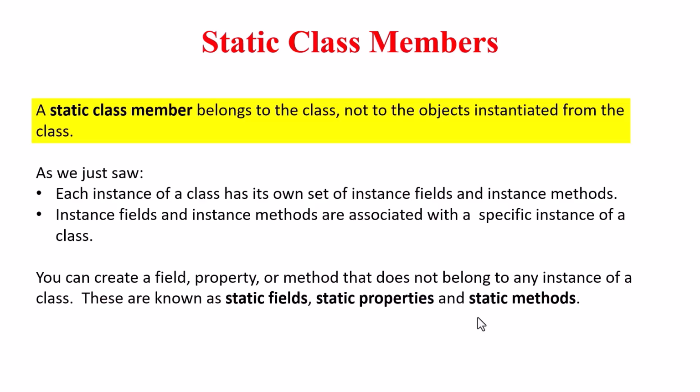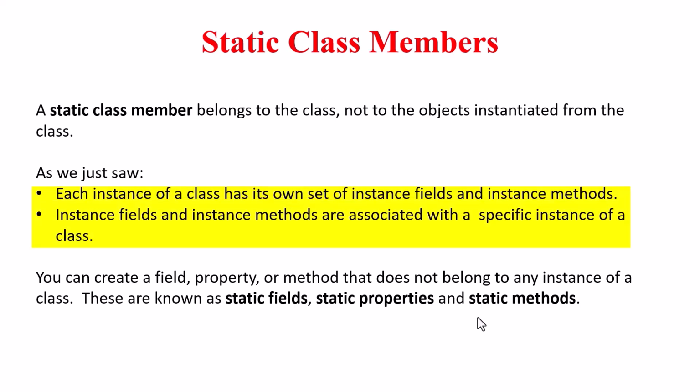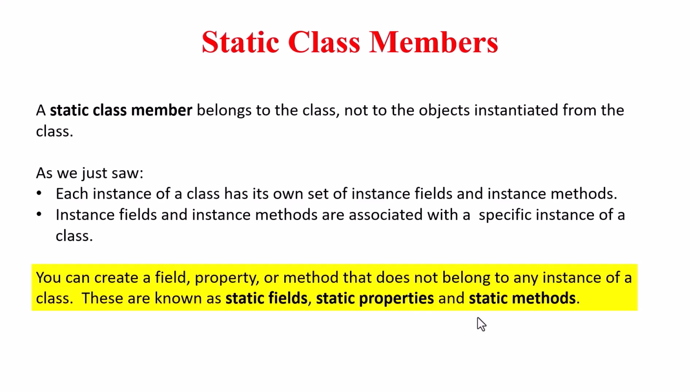So a static class member belongs to the class, not to the object instantiated from the class. As we just saw, each instance of the class has its own set of instance fields and instance methods. Instance fields and instance methods are associated with a specific instance of the class. We can create a field, property, or method that does not belong to any instance of the class. These are known as static fields, static properties, and static methods.